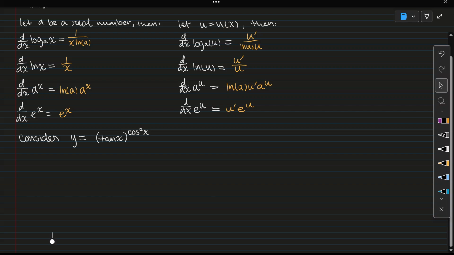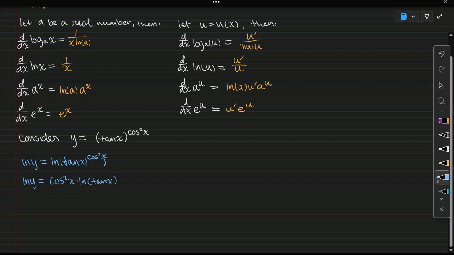Okay, so one more case here, y equals tan x to the cosine squared x. So we're going to apply the same process here. We're going to consider ln of both sides, so ln y equals ln of tan x to the cosine squared x. So like before, I can just bring that power down out front. So I have cosine squared x times ln of tan x.